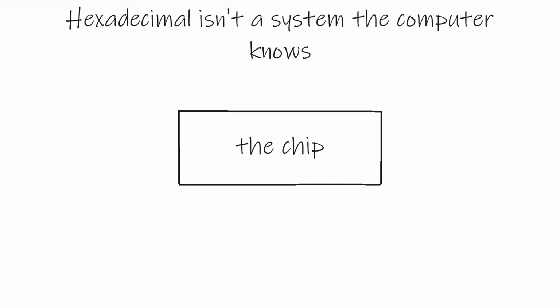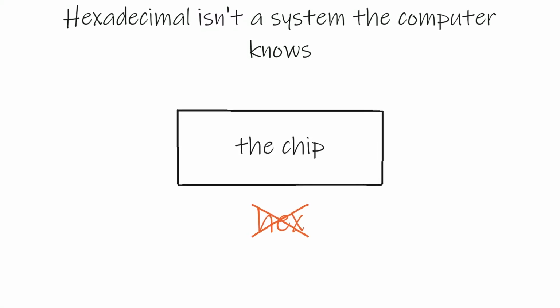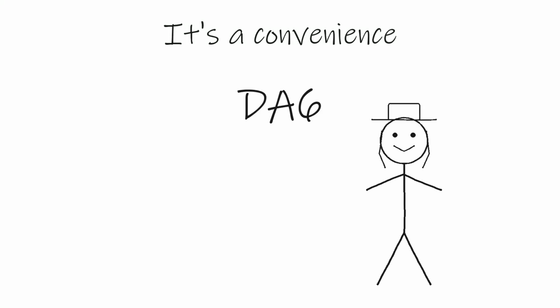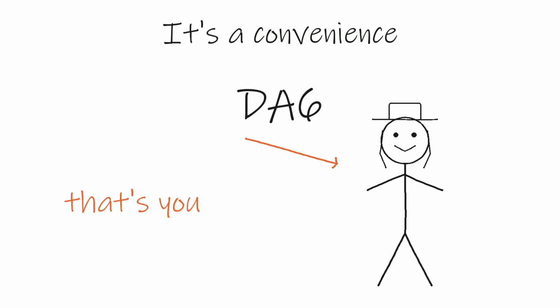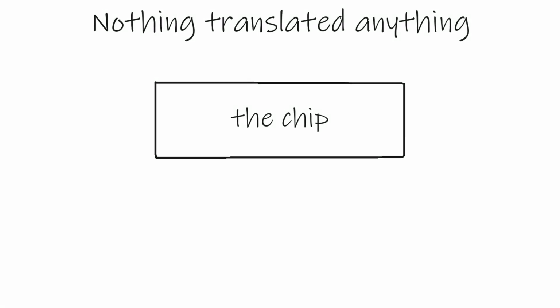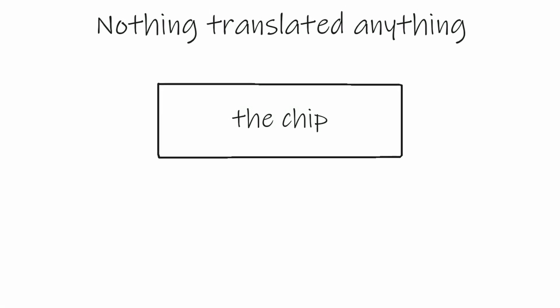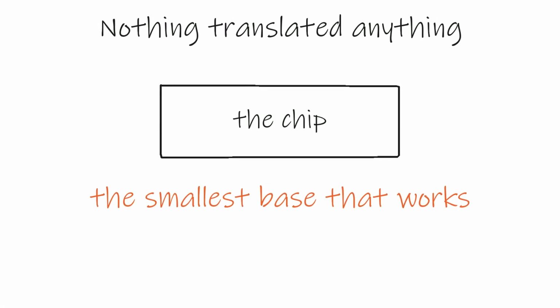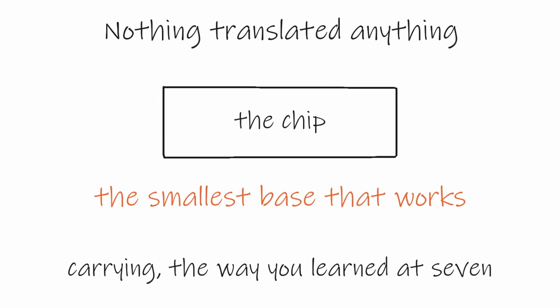Hexadecimal isn't a number system the computer knows. It's never heard of it. It's a convenience for whoever's reading the screen. That's you. Nothing in that chip translated anything. It counts in the smallest base that works and carries the way you were taught at 7.